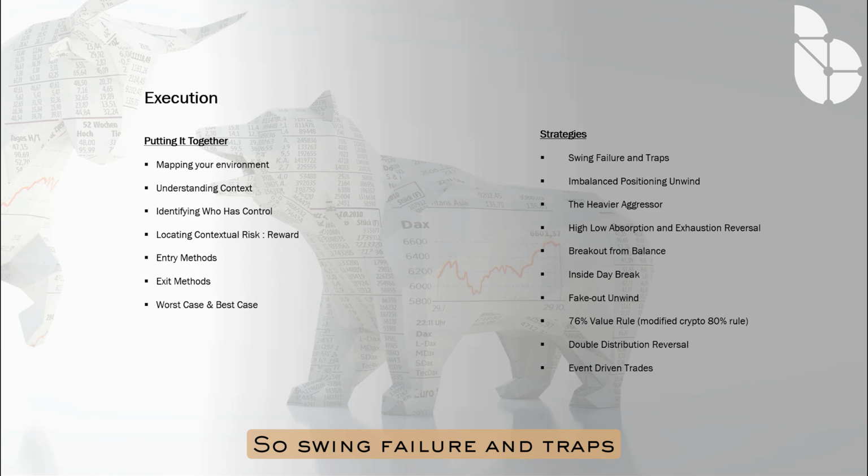So swing failure and traps, imbalance positioning unwind, the concept that I refer to as the heavier aggressor. So you'll have an understanding of what the heavier hand is, but I want to talk about the heavier aggressor and what that setup is. High-low absorption and auction reversal, breakouts from balance, inside day breaks, very similar. Fake out unwinds, we have an entire roadmap module on this. The 76% value rule. So this is a modified crypto version of the 80% Dalton rule. Double distribution reversal, and then event-driven trades.